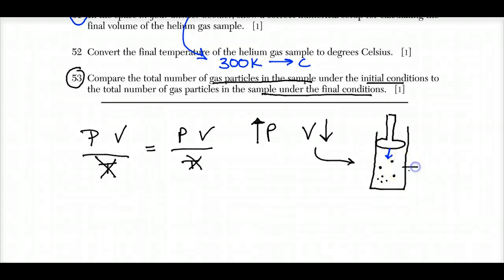If we had a hole here, and we push down, the higher pressure would escape into the atmosphere and we would lose gas particles. So as volume decreases, the pressure inside here will remain the same, and that's how an air pump works. So in order for this to work, the particles have to be the same.